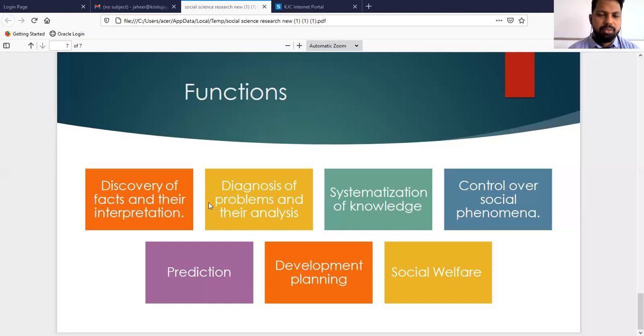So these are the functions of social science research: the discovery of facts and their interpretation; diagnosis of the problem and its analysis, providing a solution for that problem; systematization of knowledge, that is, research is carried out in a systematic manner; control over social phenomena; prediction, for predicting a particular course of events. Also, we use social science research for development planning and social welfare. So these are some of the functions of social science research.